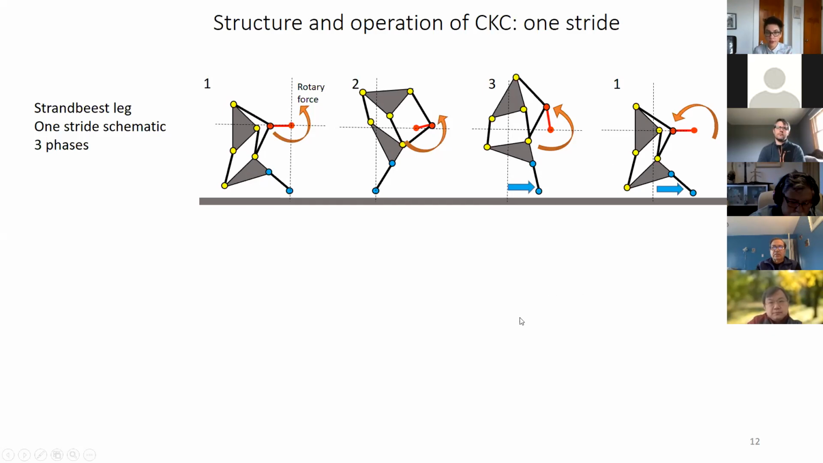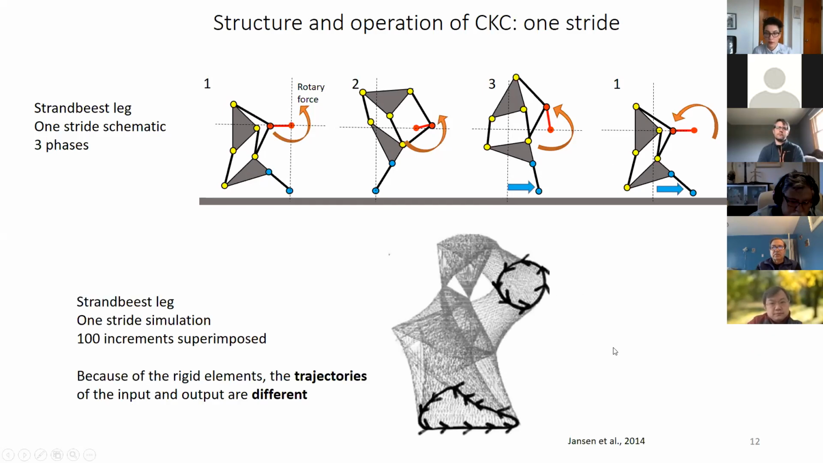So I just drew this schematic in PowerPoint, but there is a paper by Jansen and colleagues who simulated this movement in very fine increments. And when they superimposed these individual increments, they found that not only the amplitude and the force change by the operation of a closed kinematic chain, but also the trajectory of the movement of the effector is different from that of the actuator. And that is thanks to having these rigid shapes that affect the trajectory of displacement in a certain predictable and smooth manner.